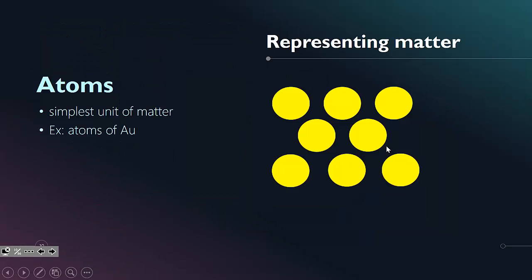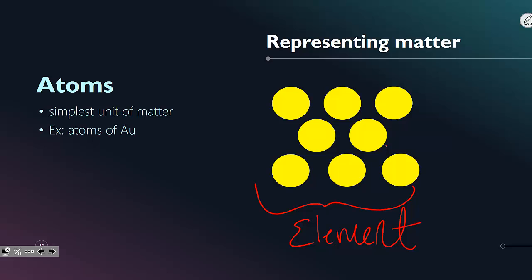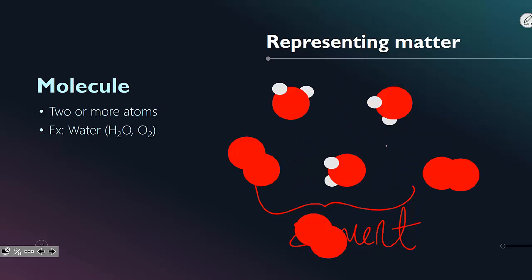We also broke down substances based on representing them in a particle sketch. A particle sketch uses circles of different colors, different shades, or different shapes to represent different substances. So if you see a particle sketch of all one shape or one color, this would represent atoms of a particular element. Since these are all the same, this is elemental atoms. But if you see atoms held together, they form molecules.